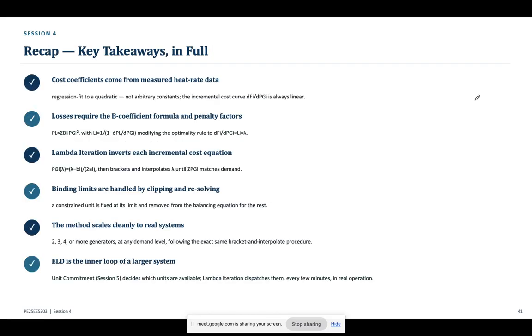So what you learn from here is that the whole session can be reconstructed from our original optimization problem. We start with the cost functions for each generator, derive the incremental cost, impose the power balance constraint, and use lambda as the common marginal value. Generator limits turn some of the variables into active constraints. Transmission loss modifies the marginal relationship through the penalty factor. Lambda iteration provides the numerical mechanism for finding the dispatch.